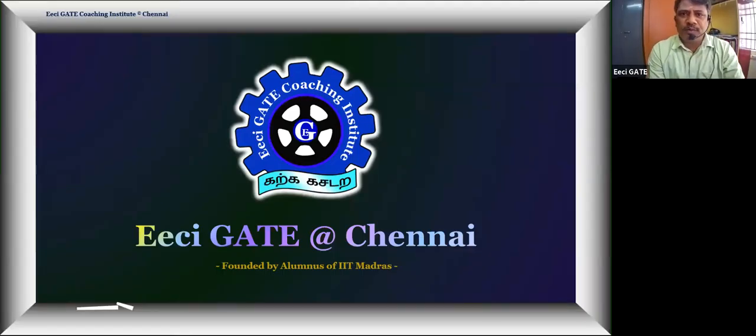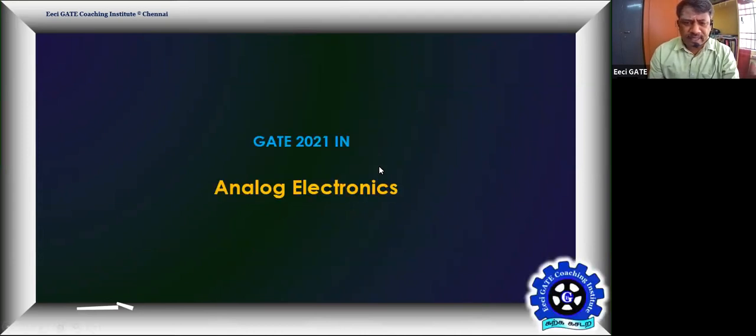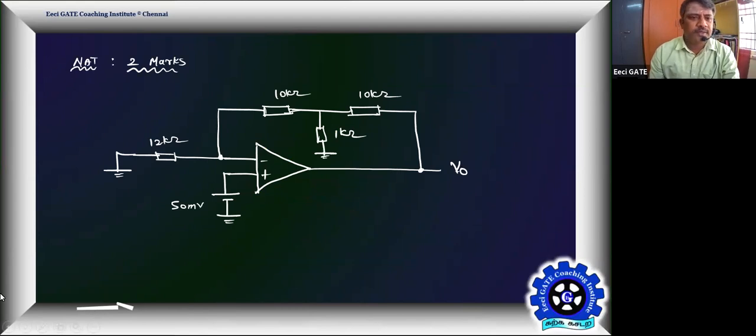So, we'll address one more problem from the instrumentation GATE paper, GATE 2021, from analog electronics. Already I have answered two problems. This is the third problem. This is also an interesting one, having a T network in the feedback excited by a voltage source. That's the given problem. Let me say the problem statement so that everyone can follow it.